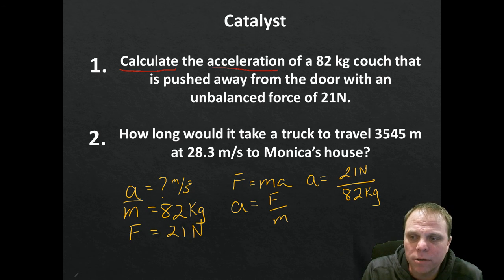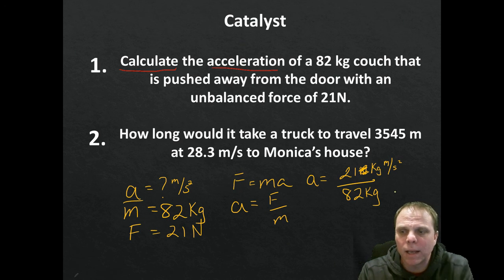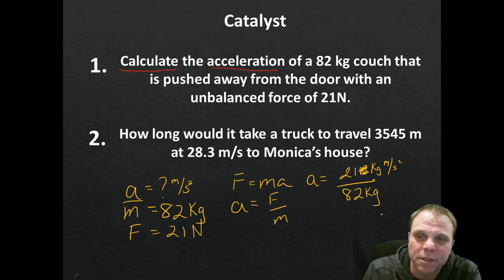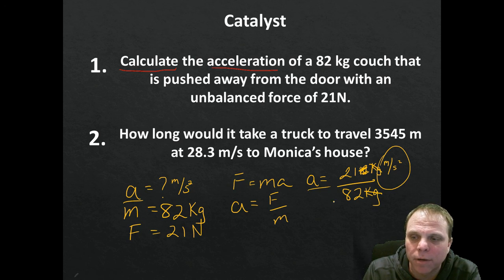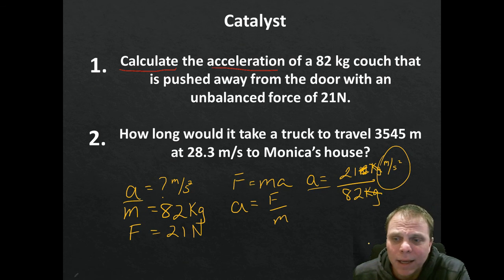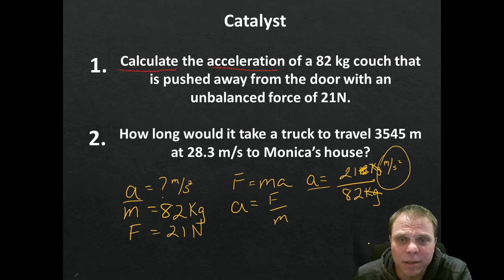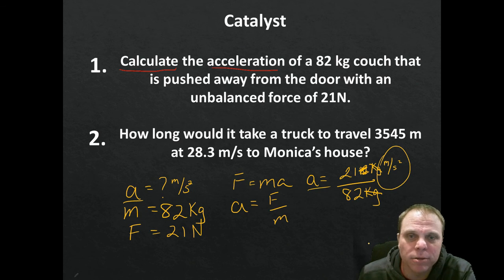Now remember, a newton is equal to a kilogram meter per second squared. And what I love about all of these units in physics is you can just say, oh, well, the kilograms cancel out. And so what am I left with? A meter per second squared. That's acceleration. So 21 divided by 82 is going to be your answer in terms of how much acceleration you have in meters per second squared. Okay, so that's how you would do that problem.